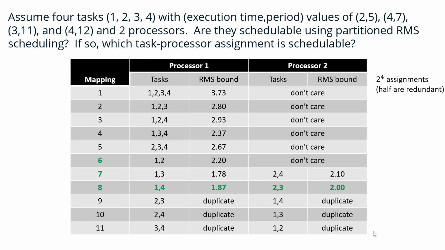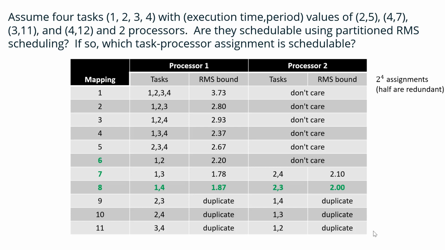I could map tasks 1, 2, 3, and 4 to processor 1 and nothing to processor 2, but that violates the RMS bound. I didn't calculate the utilization for these, probably should have, but what I'm looking for is just a way to assign the tasks to processors where they meet the bound, right?